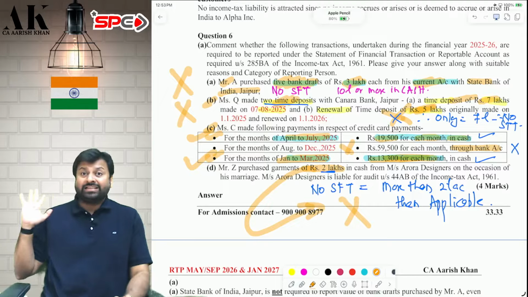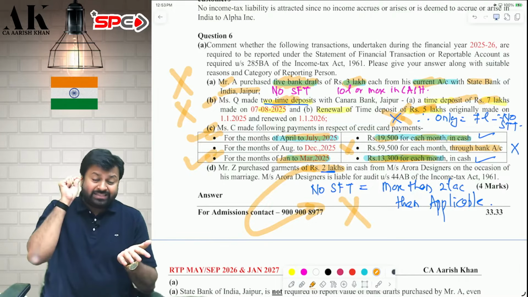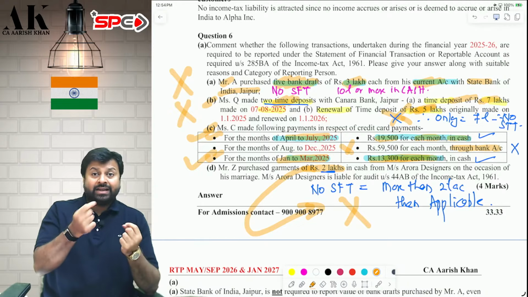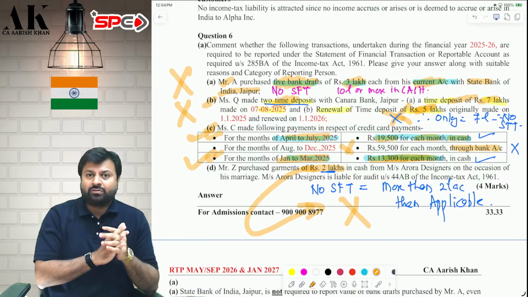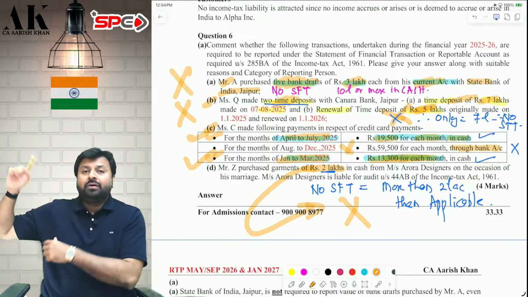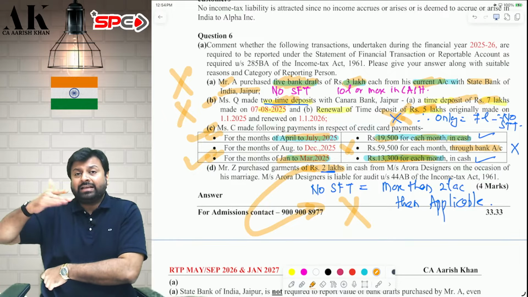Very minute things they ask in examination. Go and check the SFT limit. For a tax audit assessee, if they sell anything and receive more than 2 lakh, then SFT is required. If it is exactly 2 lakh, SFT is not required.